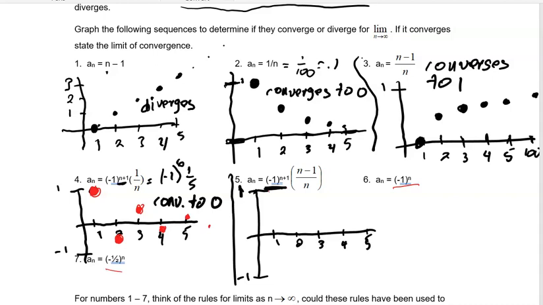Let's plug this in. So if I do a +1 and I plug it in, it's going to give me a -1 squared, so it's going to be positive.